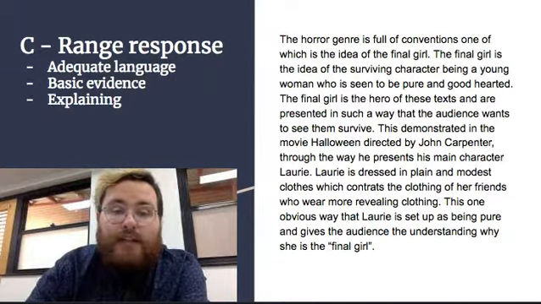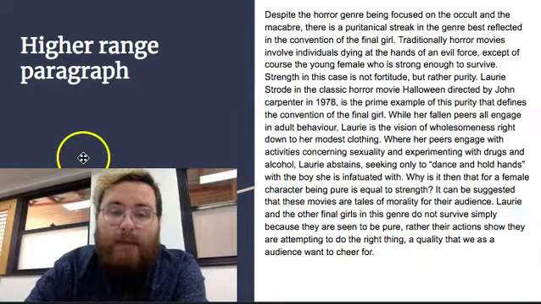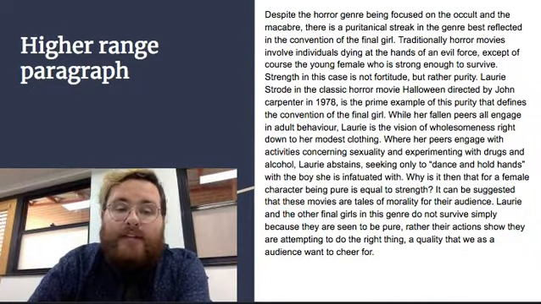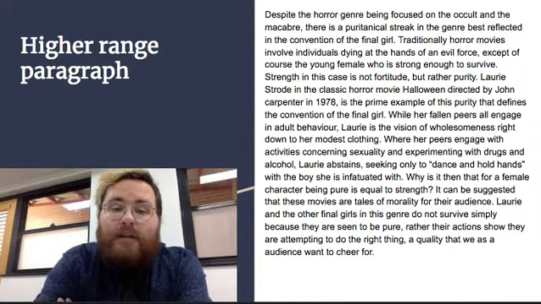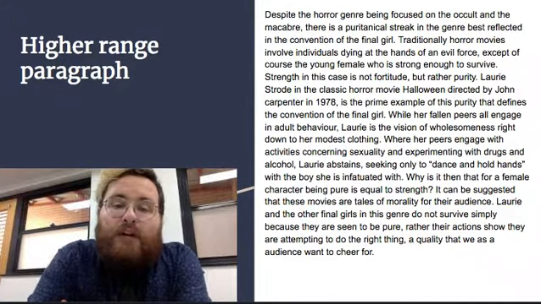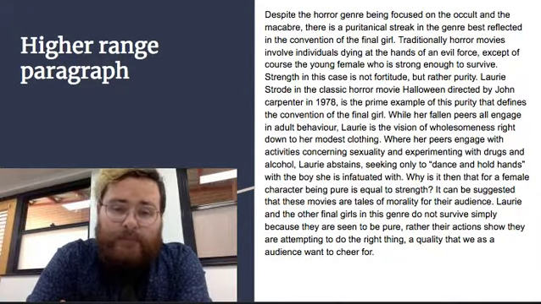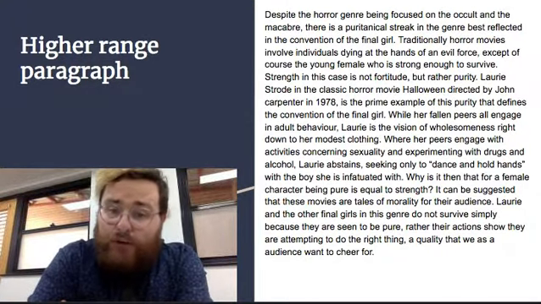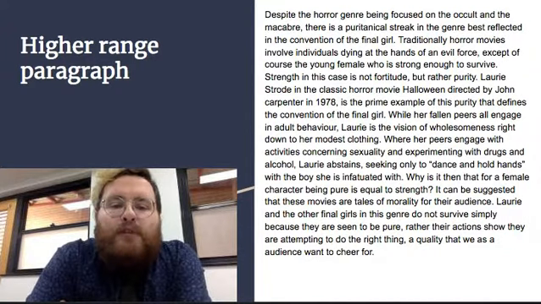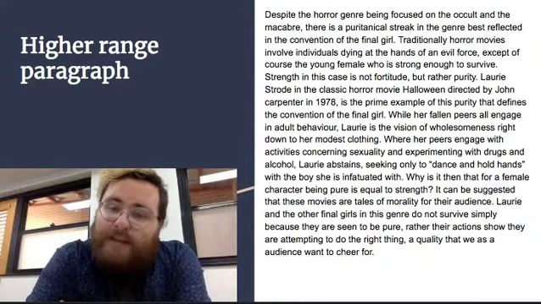If we contrast that with this paragraph, which already you can see is significantly longer: despite the horror genre being focused on the occult and macabre, there is a puritanical streak in the genre best reflected in the convention of the final girl. Traditionally, horror movies involve individuals dying at the hands of a nefarious force, except, of course, the young female who is strong enough to survive. Strength in this case is not fortitude, but rather purity.